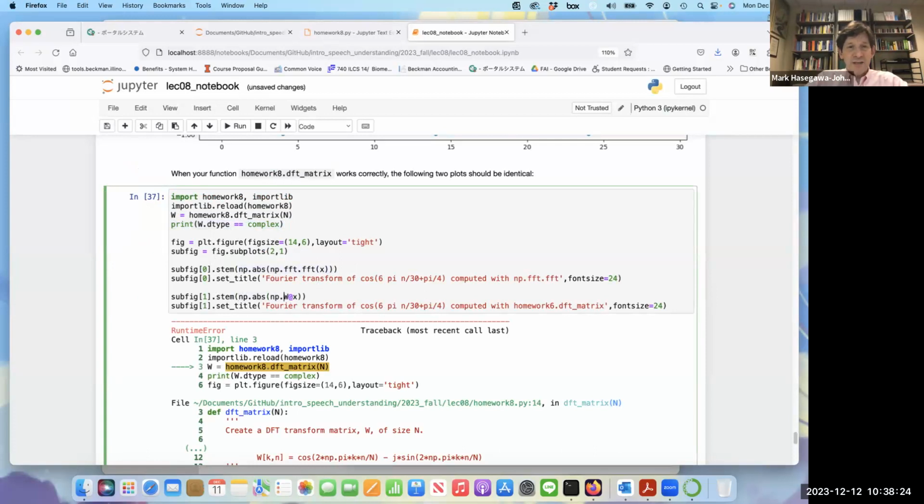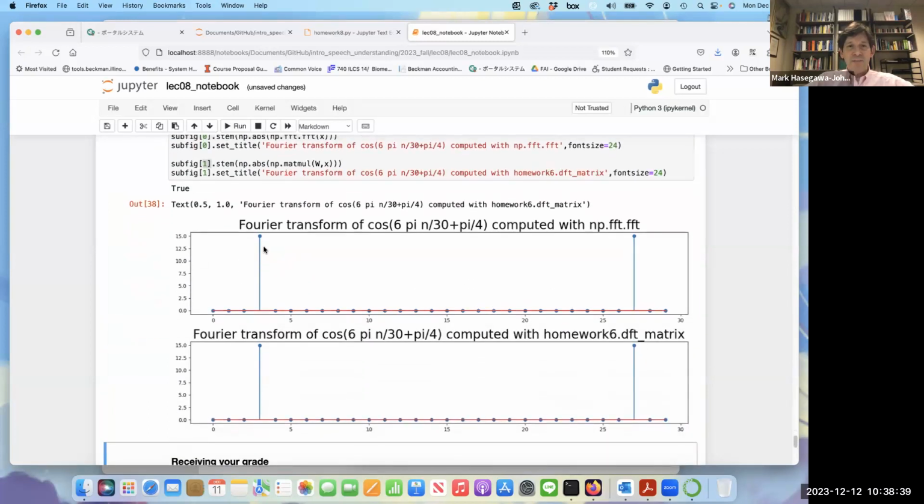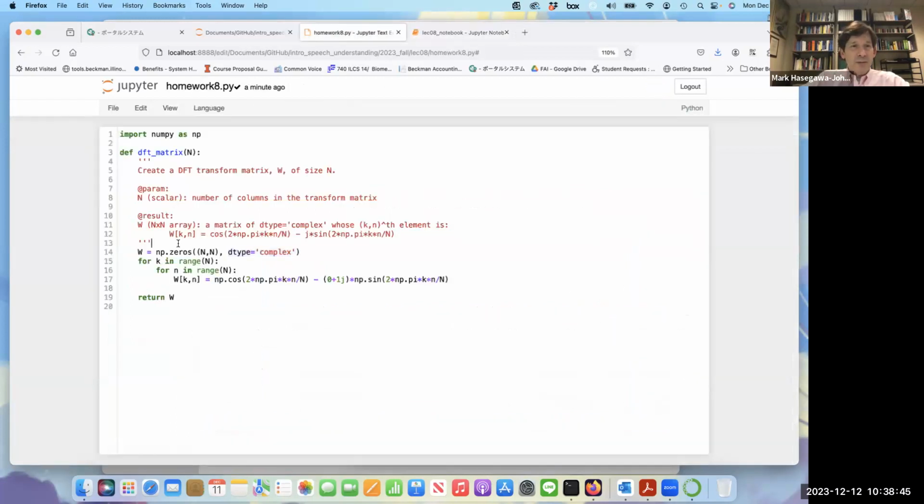Let me change this to np.matmul, which does the same thing. There we go. So in the first subplot, I'll plot the FFT, and in the second subplot, I'll plot the matrix multiplication of W times X, and those should be the same thing. So you see that if the function works, these two are the same thing. All right, let me get rid of this and put it back to raise runtime error.